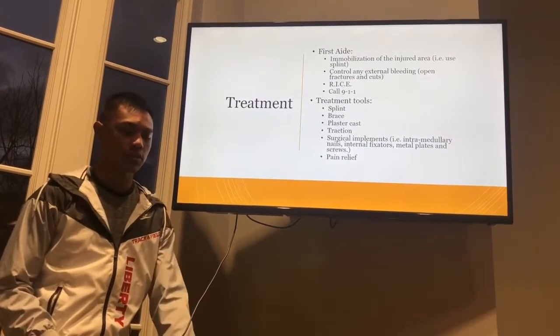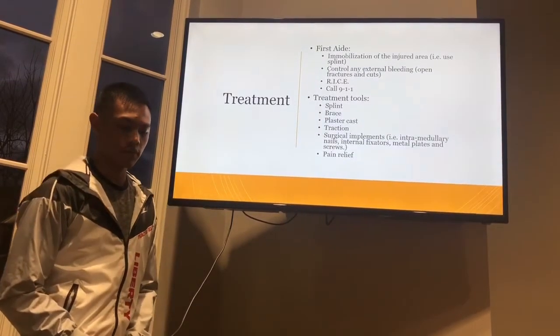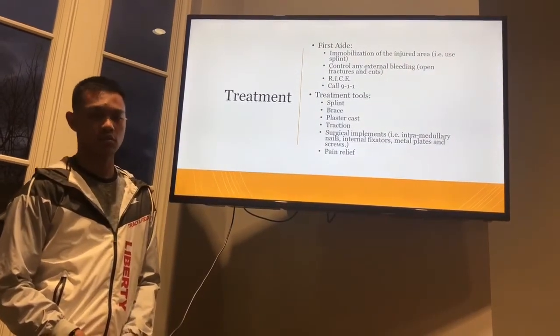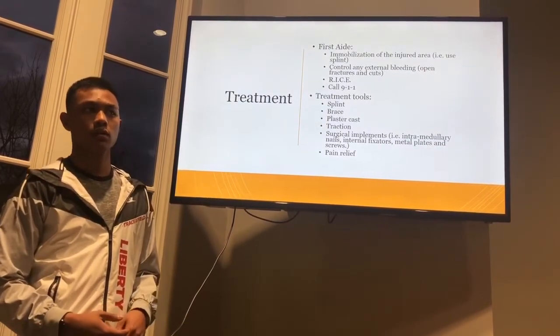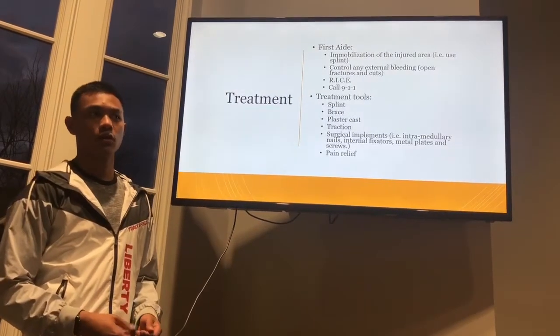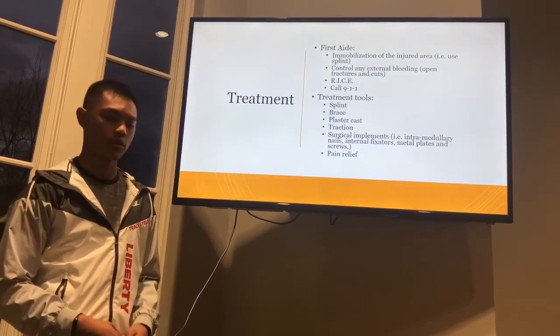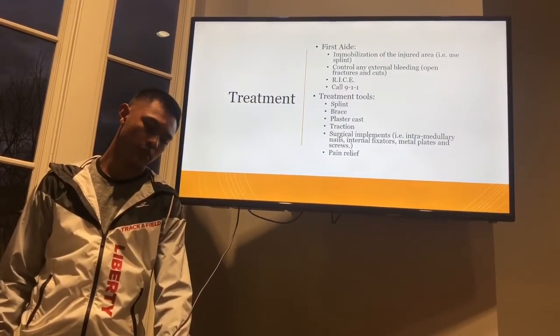Also, surgical implements, if you need surgery, would be like intramedullary nails, internal fixators, metal plates, and screws. This would be more common in fractures that have multiple breaks, so like a comminuted fracture, an open fracture, or a displaced fracture, where we need to put them back together. And then you can also use pain relief like NSAIDs or some steroidal options.